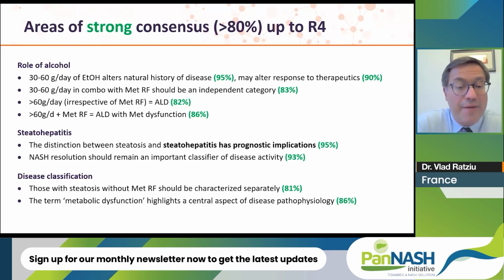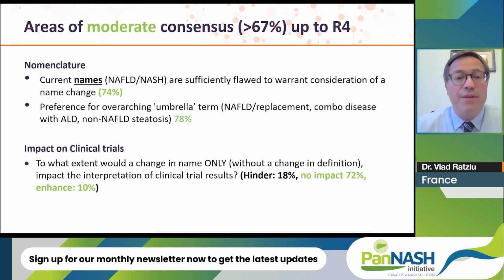activity and therapeutic efficacy. The disease classification has also brought some important consensual points, which is that people with steatosis but without metabolic risk factors should be characterized separately. Those are usually secondary causes of steatosis, and we'll come back to this. And then the term metabolic dysfunction highlights a central aspect of disease pathophysiology and therefore deserves to be in the definition of the disease. There were also areas of moderate consensus.